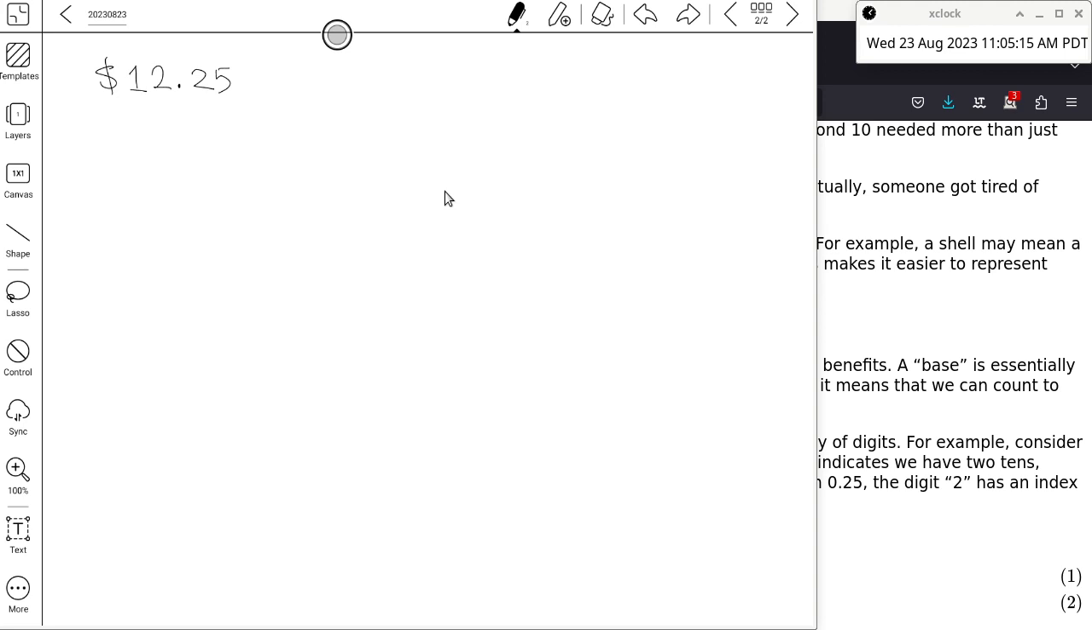So to understand that, what I want to do is bridge what you already know about making change to the concept of base conversion, because if you know how to do this, you really just know how to do base conversion already. You just do not know that you already know how to do base conversion, okay? Because the technique to do this is harder.